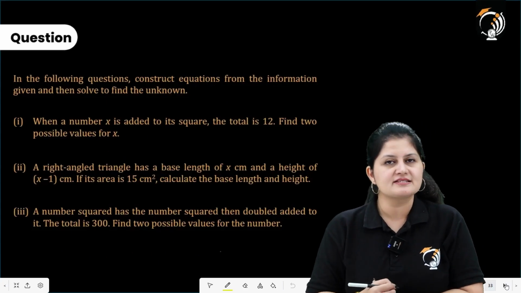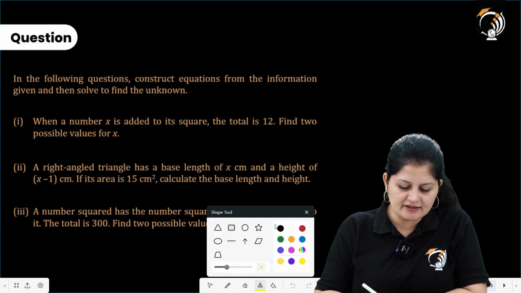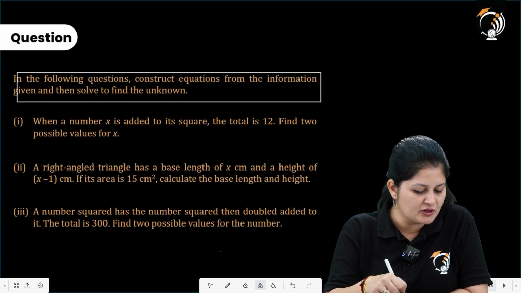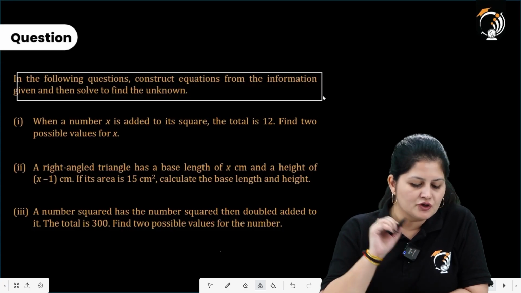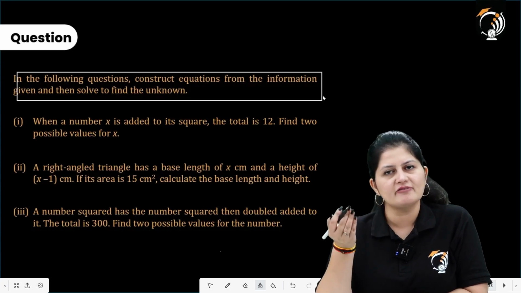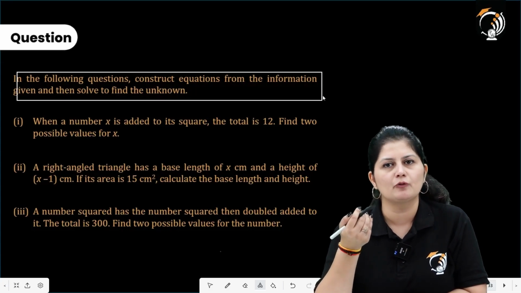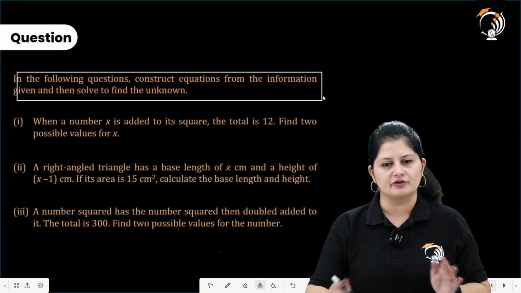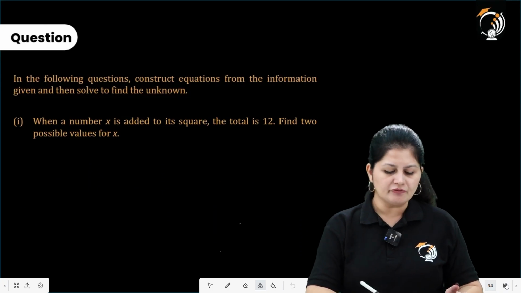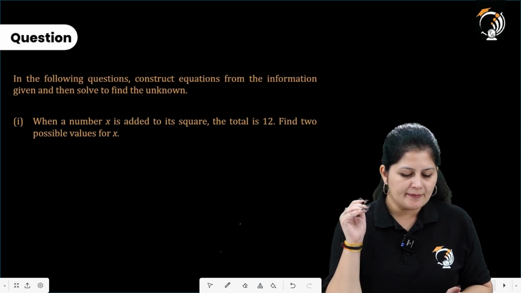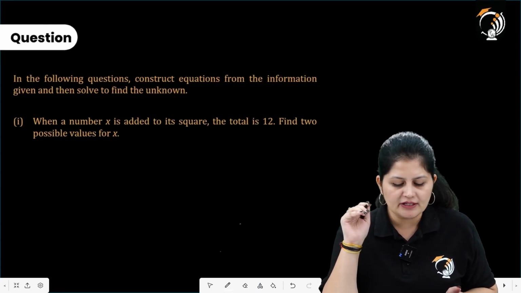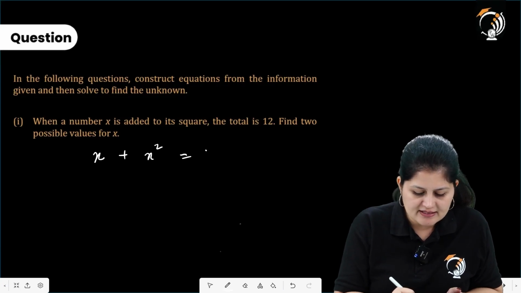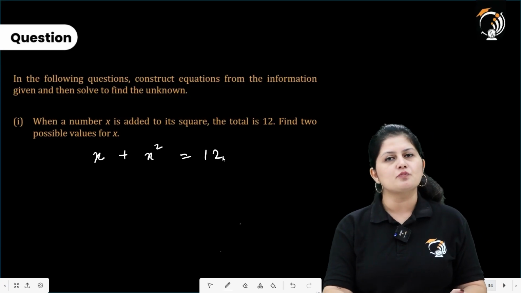Okay, now moving forward, let's have one more question on this. Let's read the question first. The question says, in the following questions, construct an equation from the information given and then solve for the unknown. So we are being given certain information. Firstly, we need to make the equation, as we have learnt how we can construct any particular equation, and after that we have to solve it further. Talking about the first question, it says, when a number x is added to its square, the total is 12. When we add a number to its square, we get the sum equal to 12. We need to find the two possible values of x.